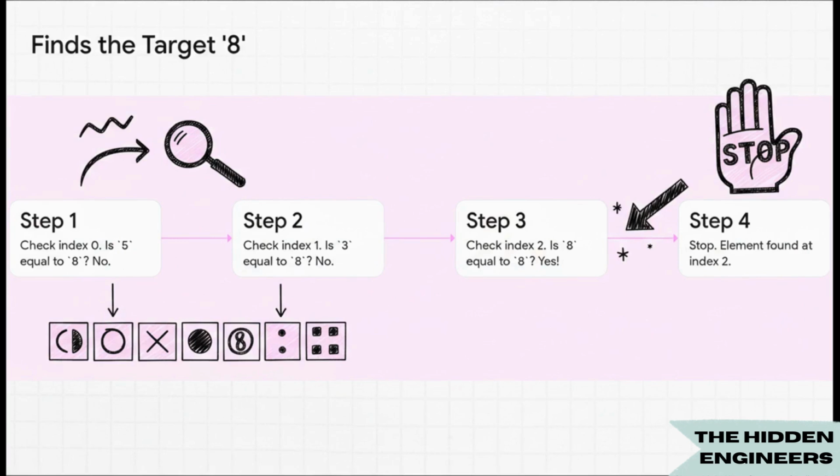Let's just see this in action real quick. Say we're looking for the number 8 in this array. We just start at the top. Is it at index 0? Nope, that's a 5. What about index 1? Nope, that's a 3. Index 2? Boom, there it is. We found it. So we stop and return that index.